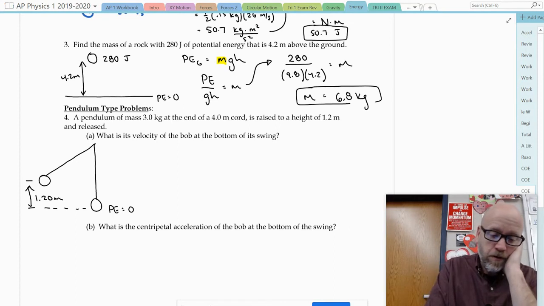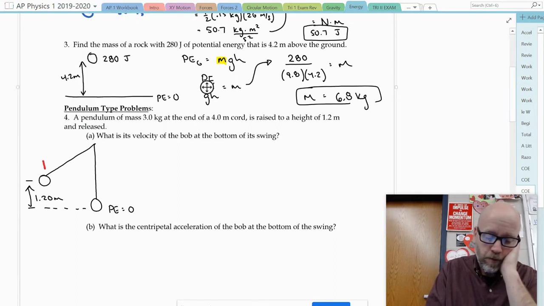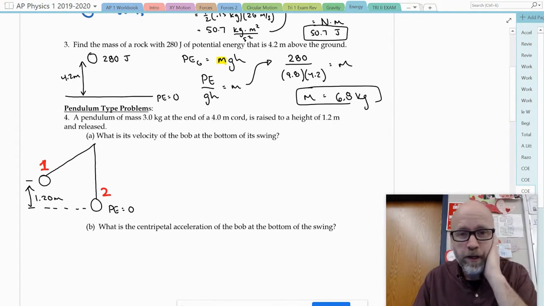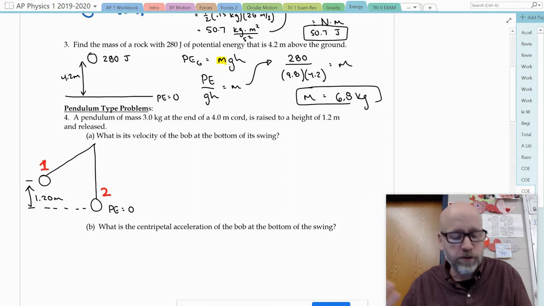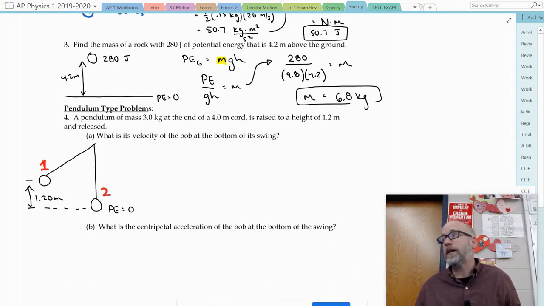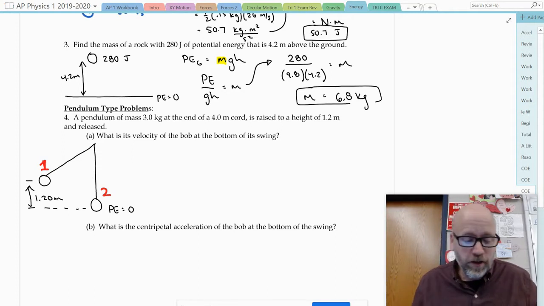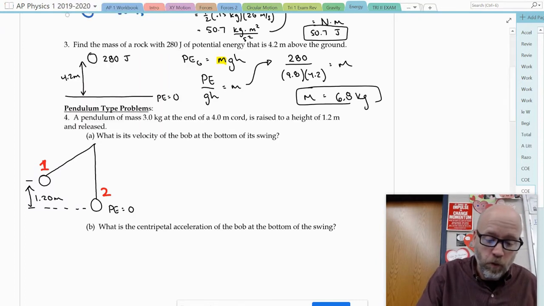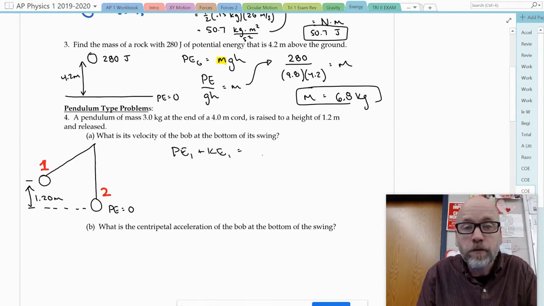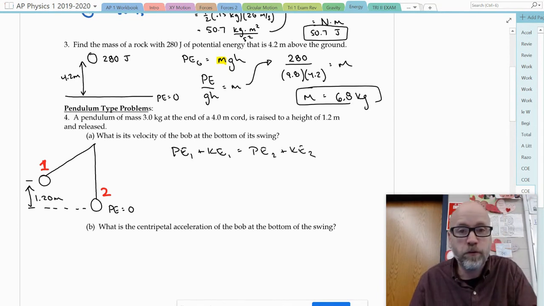In a situation where we are comparing position 1 to position 2, and we are not looking at any energy lost due to heat or anything else in the process, then we need to utilize that the total mechanical energy stays constant. So I know that the sum of the potential and the kinetic at position 1 is going to be equal to the potential plus the kinetic at position 2.